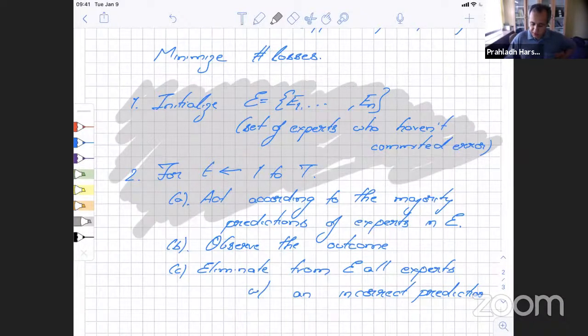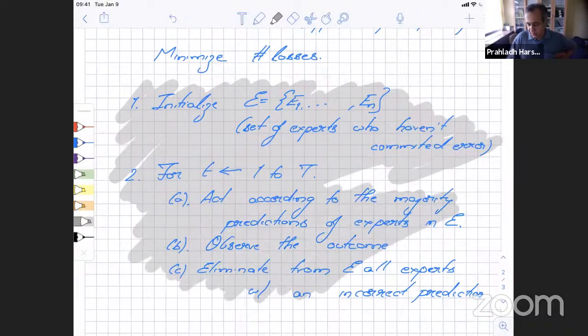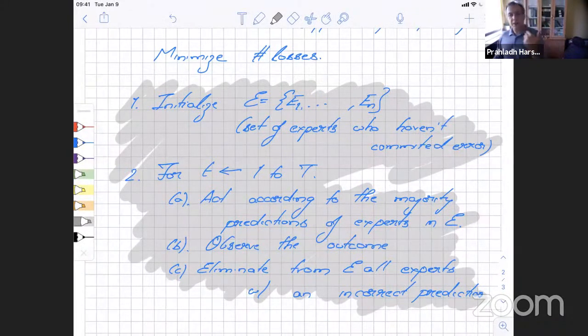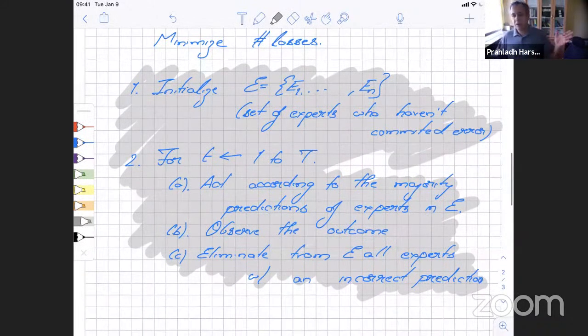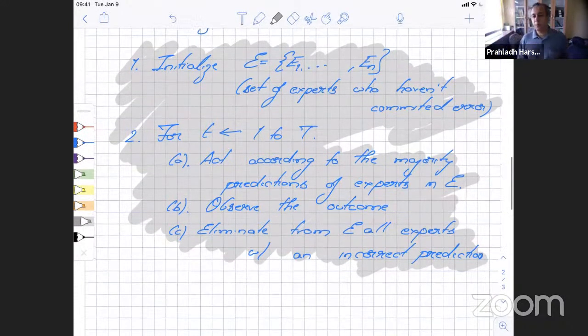So how many mistakes will you make? Let's assume T is a very large number. T keeps on going. It's like the stock price. I'm going to keep investing day after day after day. And T is a very, very large number. N is a small number. N is not too large. There are like 10 experts, 12 experts, or 5 experts of this form. What's the maximum number of mistakes I could make in this?